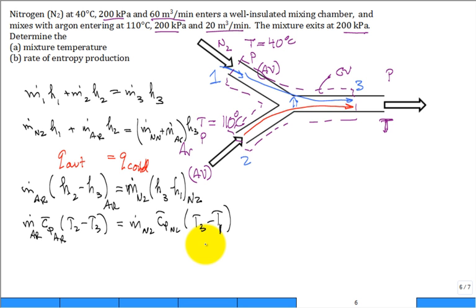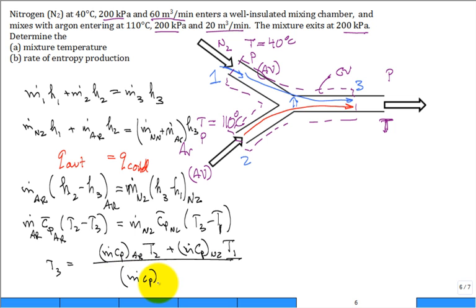I'm looking for T3. At this point, T3 is equal to the mass flow rate times specific heat of the argon times the temperature of the argon coming in, which is T2, plus the mass flow rate times specific heat of the nitrogen times the inlet temperature of the nitrogen, T1, divided by the mass flow rate times specific heat of the argon plus the mass flow rate times specific heat of the nitrogen. You get a very similar equation that you've seen. Hopefully you've seen this pattern before. I'm mixing. I'm getting a final average temperature.